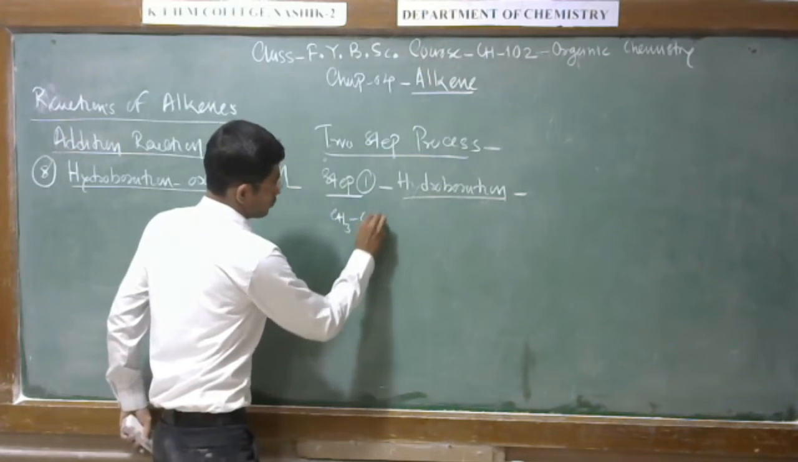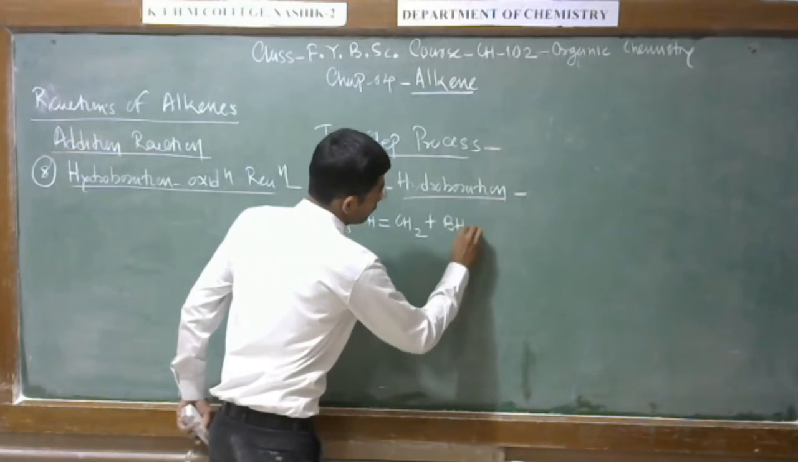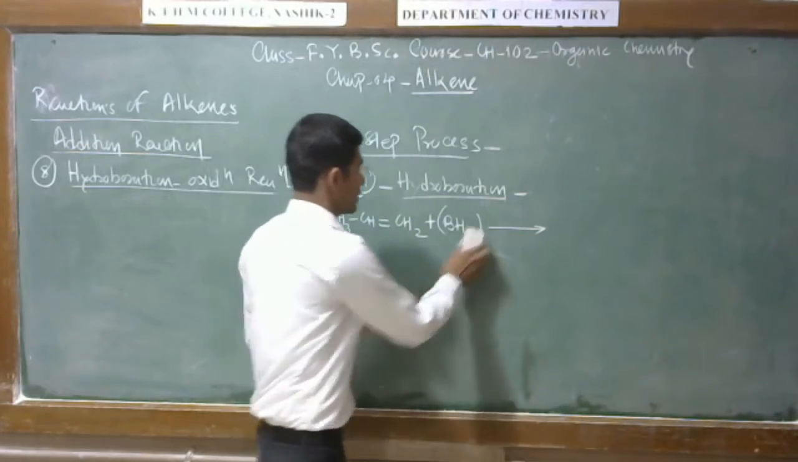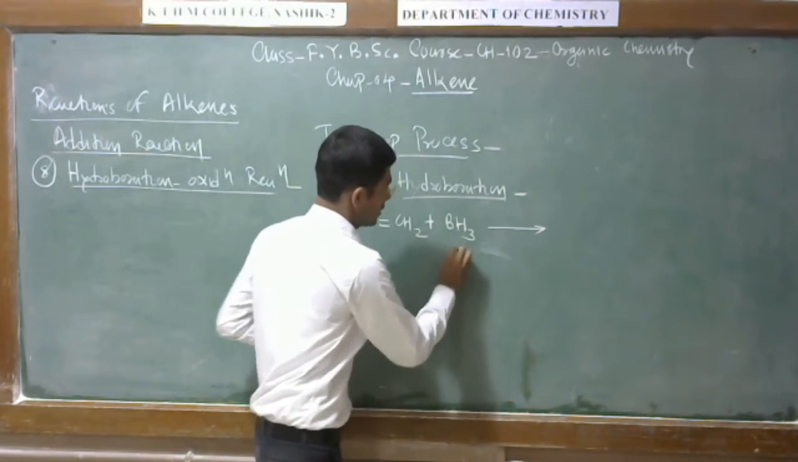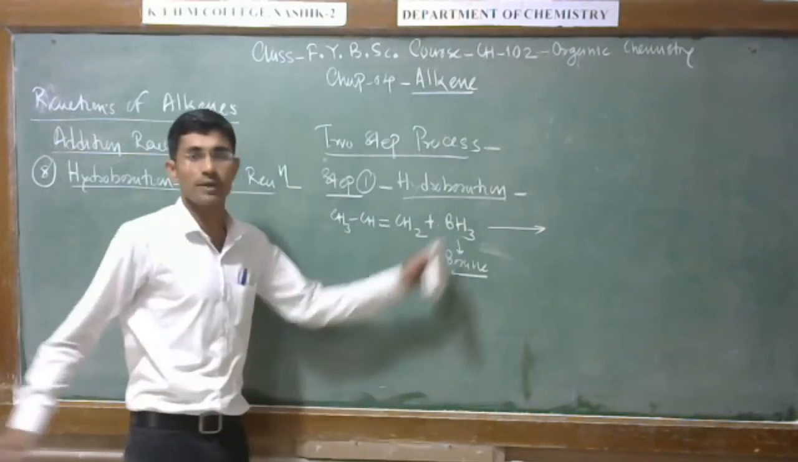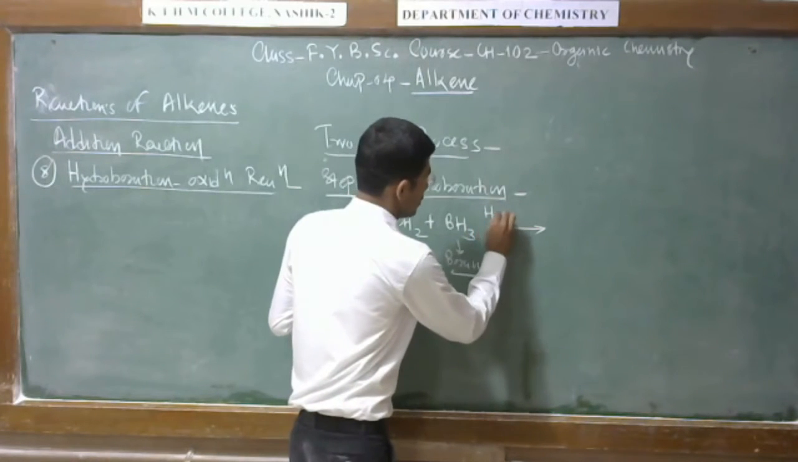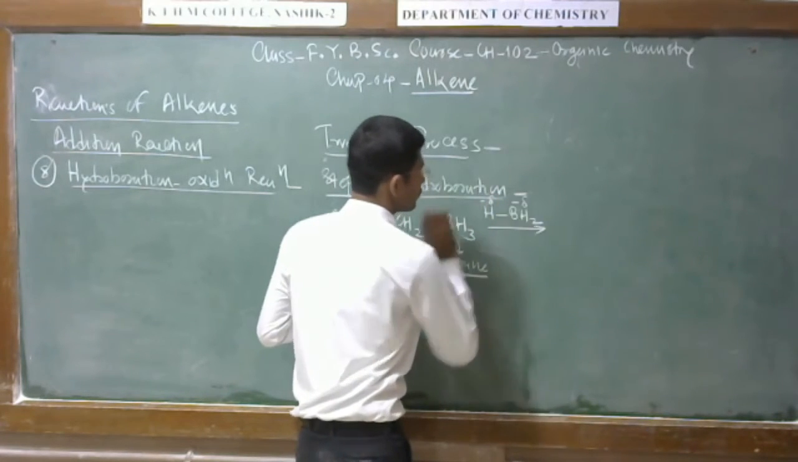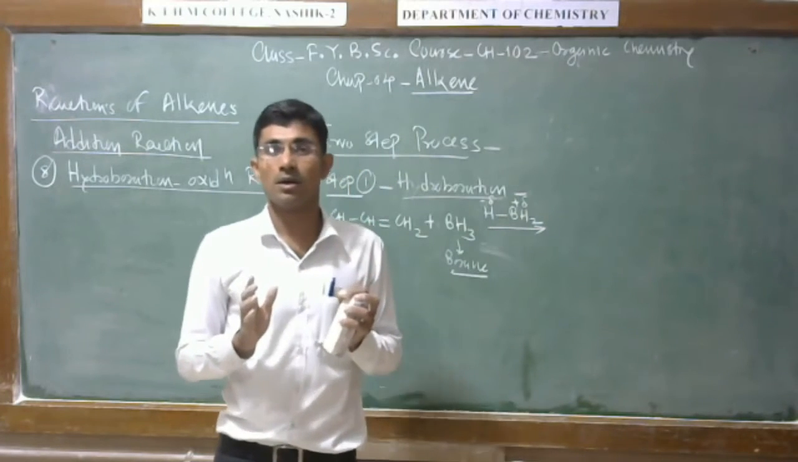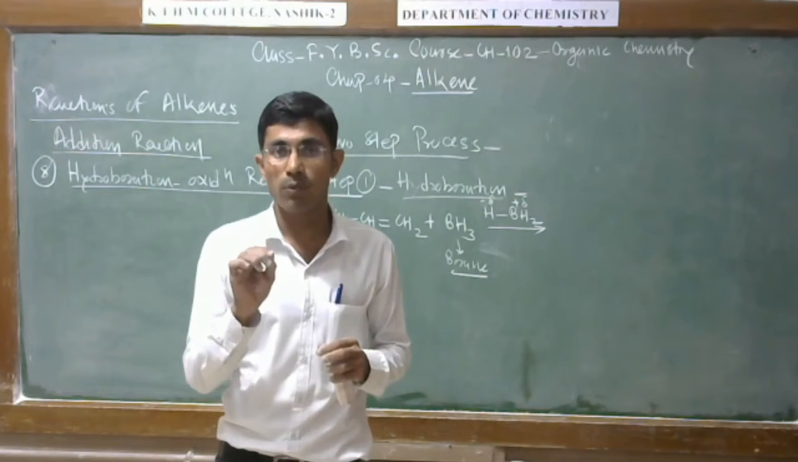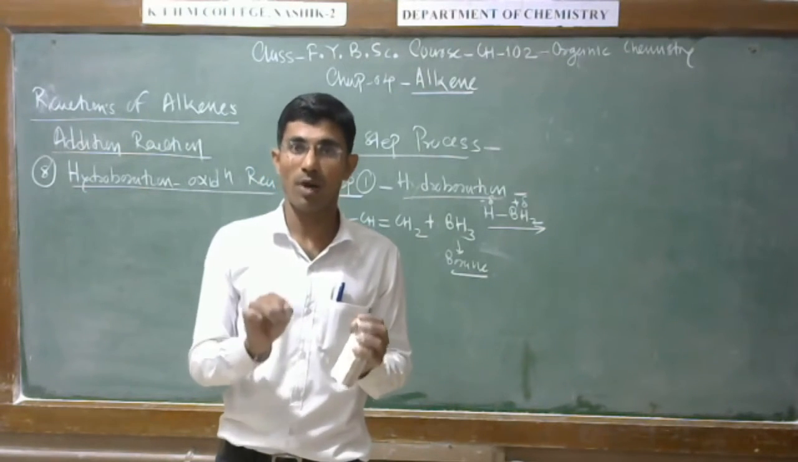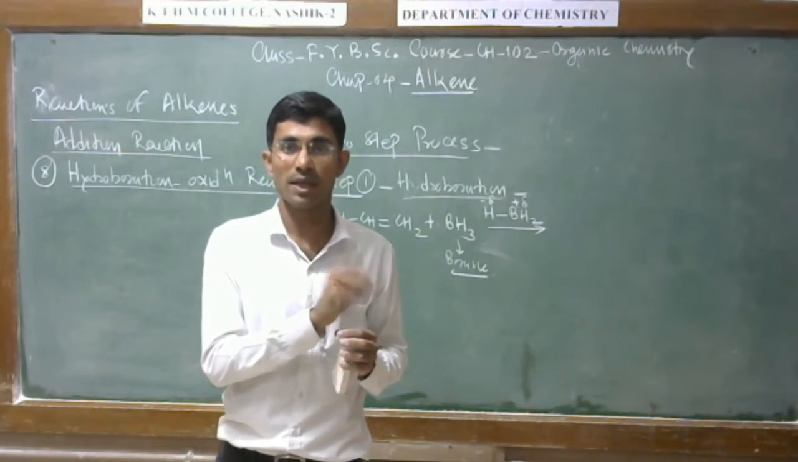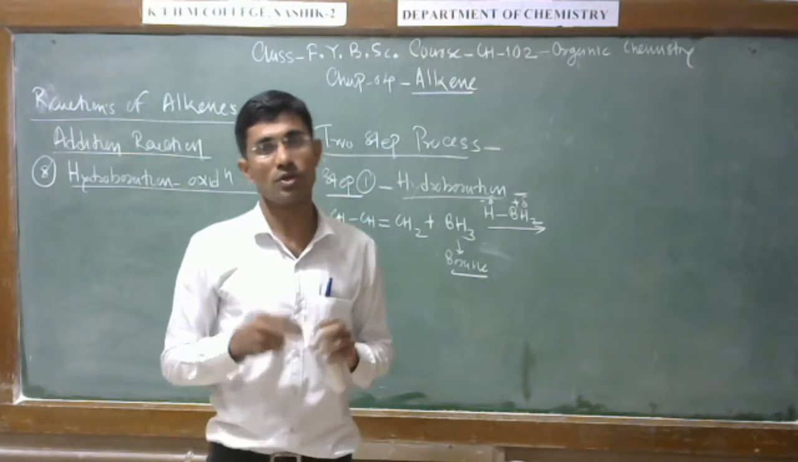Suppose propene reacts with borane, BH3. This is the borane compound. Here, from borane, hydrogen is the negative part, while boron is the positive part. So this addition follows Markovnikov's rule. According to Markovnikov, the negative part is attached to the carbon which bears less number of hydrogen, and the positive part is attached to the carbon which bears more number of hydrogen. So you have to follow Markovnikov's rule here also.